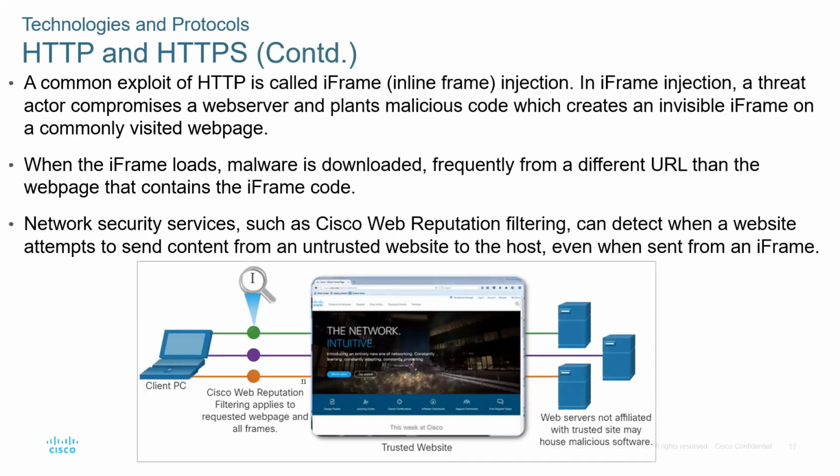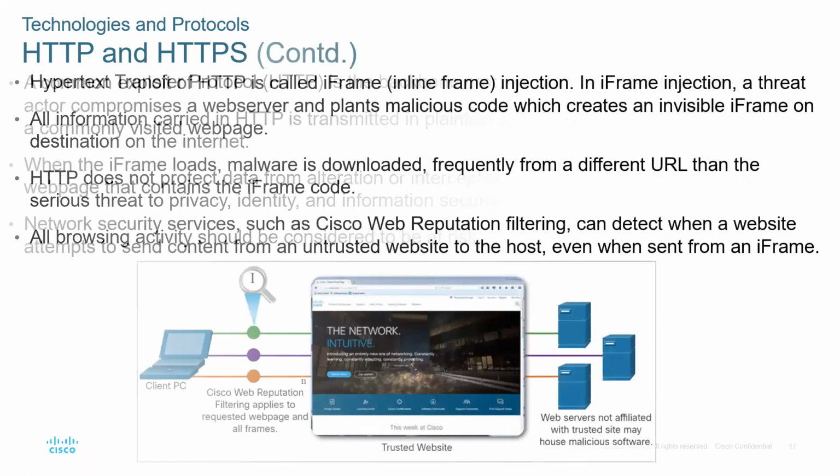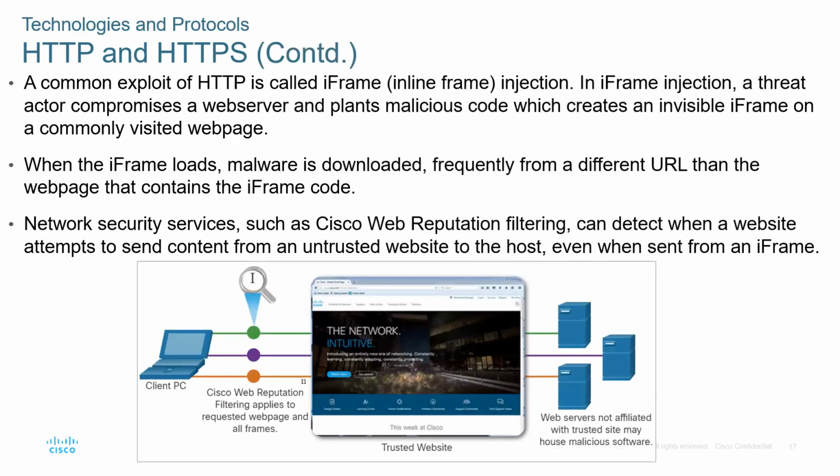So a common exploit of HTTP is called an iframe. This is an inline frame injection. An iframe injection is where a threat actor compromises a web server. They plant malicious code which creates an invisible iframe on a commonly visited website. When that iframe loads, malware is downloaded, and frequently from a different URL than the web page that contains the iframe code. And therefore, network security services such as Cisco Web Reputation Filtering can detect when a website attempts to send content from an untrusted website to the host, even if it's sent from within an iframe.